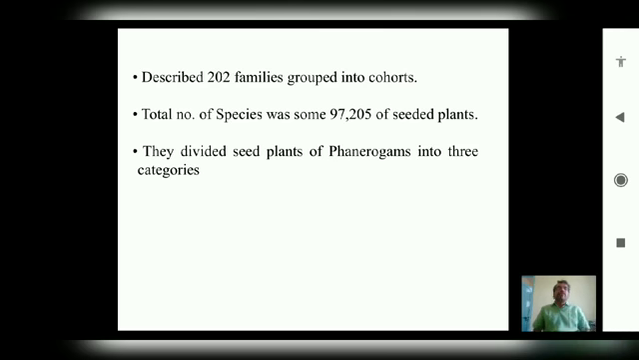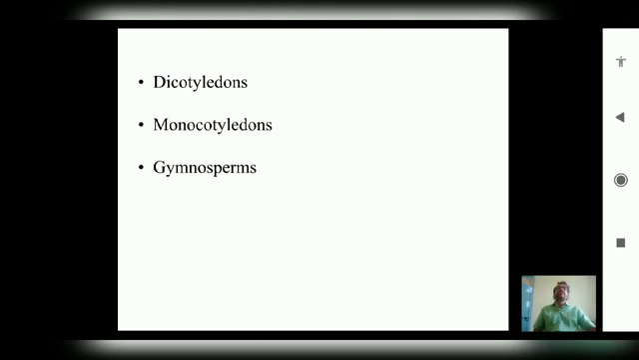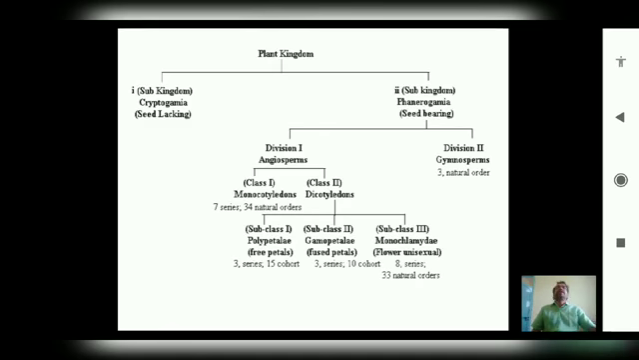Well, they described 202 families and 97,205 seed plants, and they divided seed plants or phanerogams into 3 categories: the dicotyledons, monocotyledons and gymnosperms. And this is how the scheme of their classification looks.